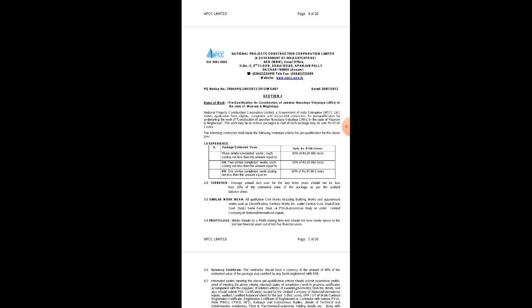So here, see this table, experience is given, and some amounts are given, like the total cost of the construction is 7 crore rupees. So 3 similar completed works each costing not less than an amount equal to 40% of the 7 crore rupees. Similarly 50%, 80% is given. And second, turnover is written here. Similarly, work mean is given. So it is one example of pre-qualification of a contractor.